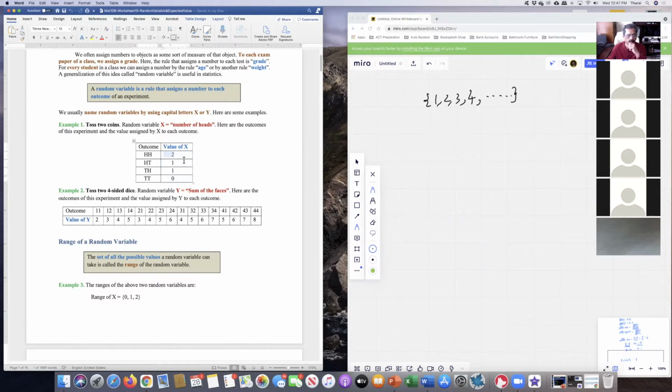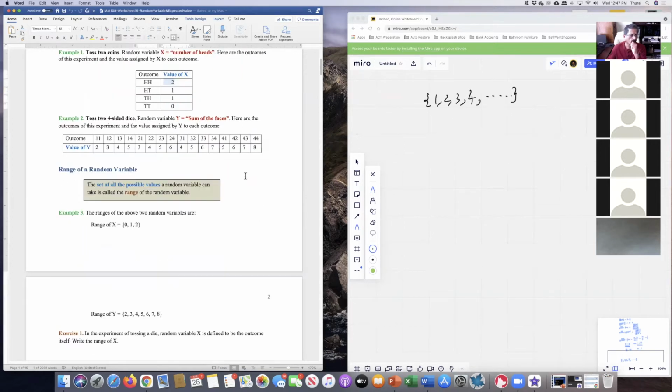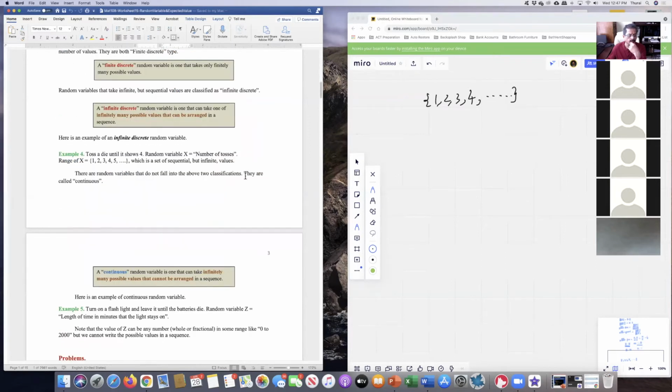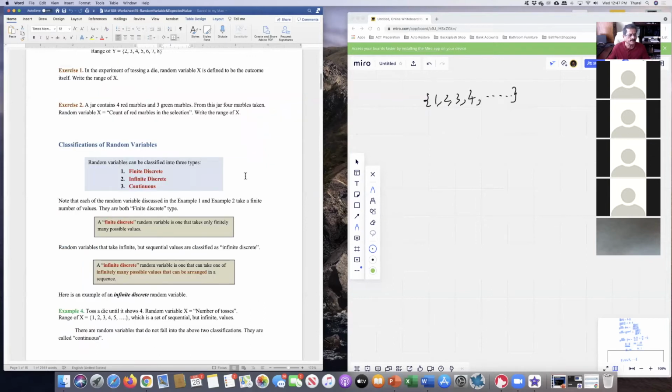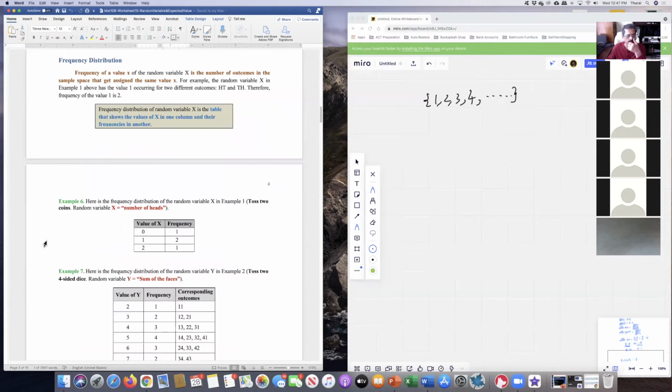So we say that the values of X are 0, 1, and 2. 0 has a frequency of 1. 1 has a frequency of what? 2. And the value 2 has a frequency of 1. So that's what your frequency distribution is. Here is the frequency distribution. If they ask for the frequency distribution, you have to show this table.